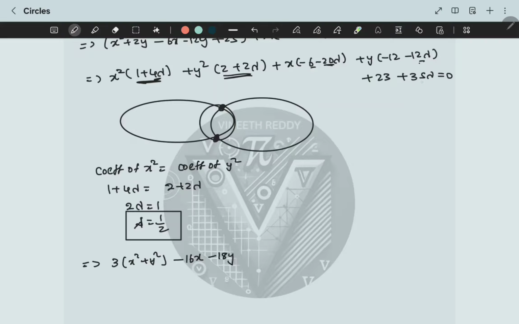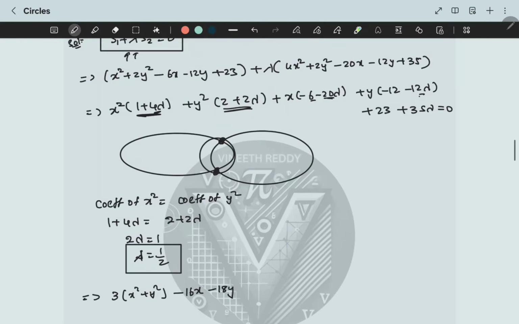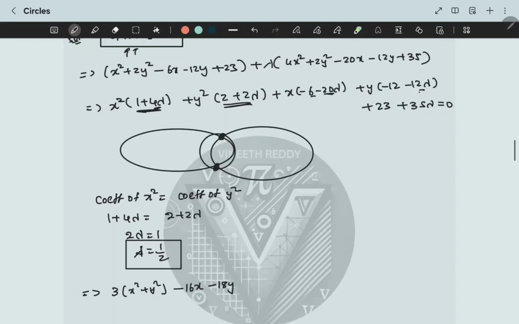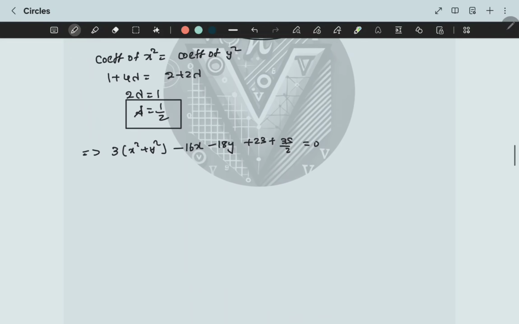Here, what should I get? I think 23, and this is 35 lambda. Okay, so this should be 35 by 2 plus 23 plus 35 divided by 2 equals 0. Anyways, let us divide this equation.